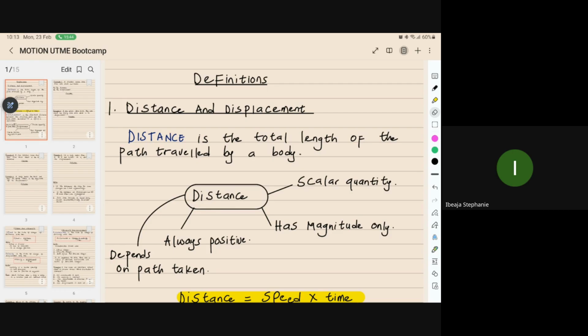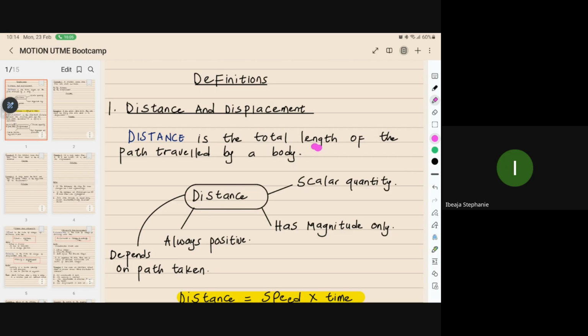So that said, distance is the total length, just like I highlighted clearly here, right? It is the total length of the path traveled by a body. So all of these concepts, I'm going to revolve around them. Today is dedicated to your concepts, and I'm going to solve questions as well. I will show you the fastest way to use the equations of motion to solve questions without wasting time. Does it make sense?